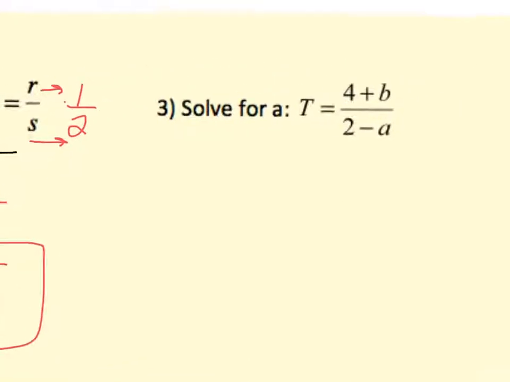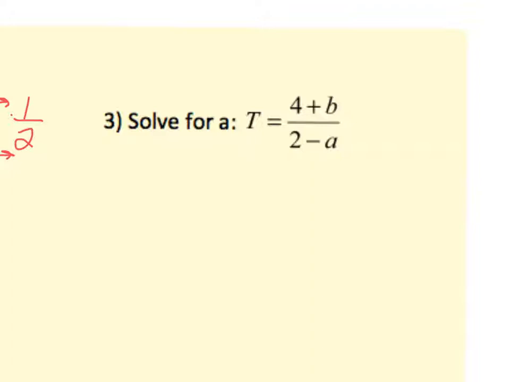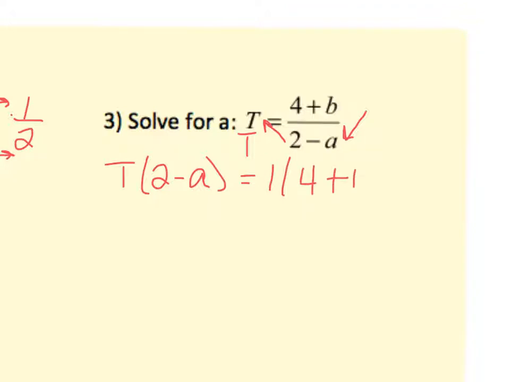And last but not least, solving for a. Anytime you've got a fraction and the variable that you want to solve for is on the bottom, go ahead and cross multiply, and that really goes for anything. Anytime you have a fraction and you're solving for a variable, and you've got variables both on the top and the bottom, go ahead and cross multiply and get rid of those fractions. So I'm going to cross multiply here. Capital T times 2 minus a equals 1 times 4 plus b.